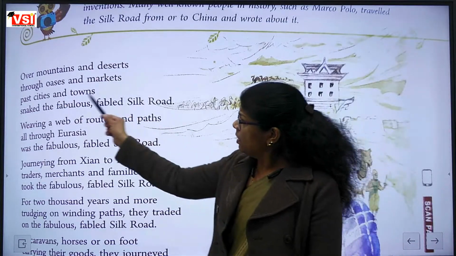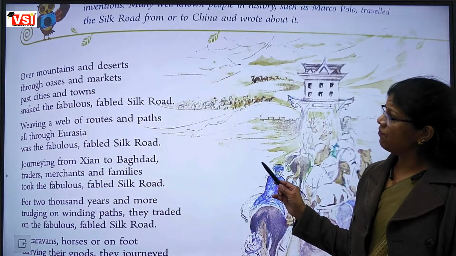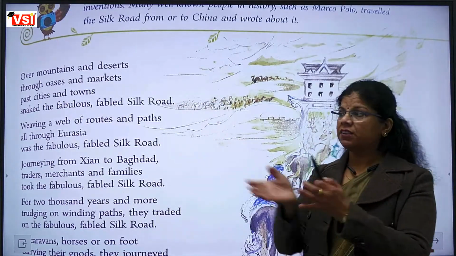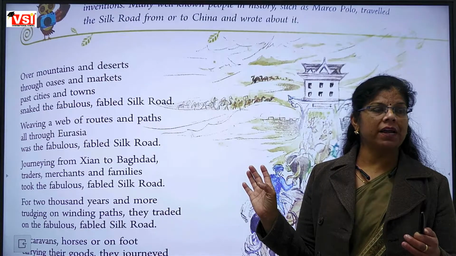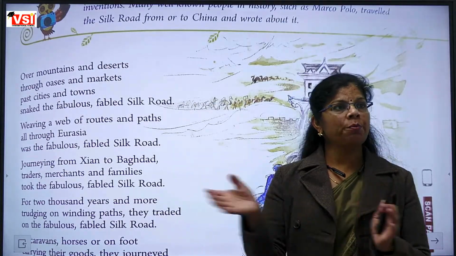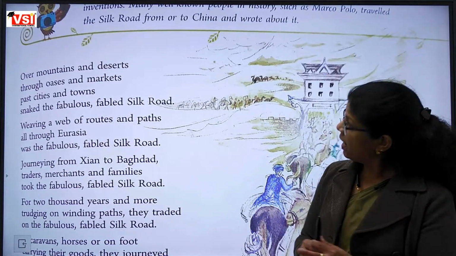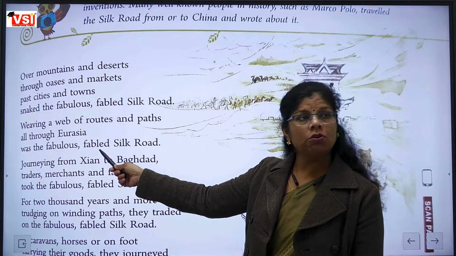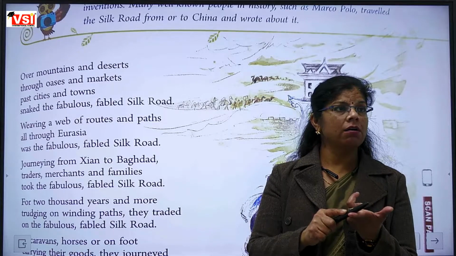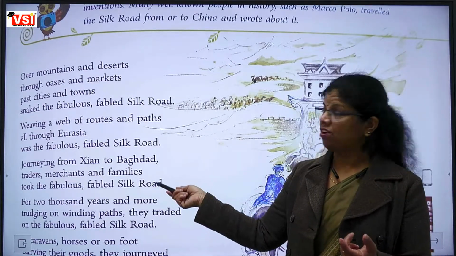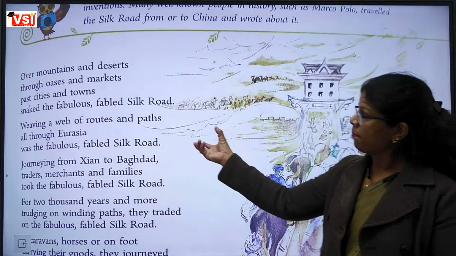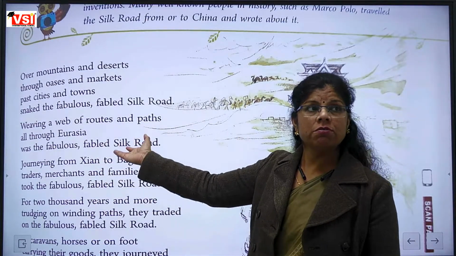In the second stanza, it is told that weaving a web of route. It is not a straight road. Whenever we are having a main road, so many other ways cut from that. कोई एक हाईवे होता है, हाईवे पर हम जाते हैं तो क्या वो हाईवे सीधा सीधा जाता है? नहीं. So many other routes also cut from that. And that route covers Eurasia, Europe and Asia. It was covering both of them. That's why it was called Eurasia. So many webs of routes and paths were there belonging to Silk Road.